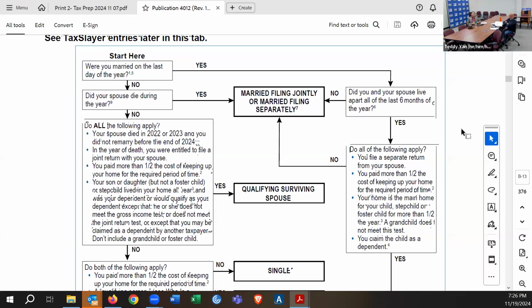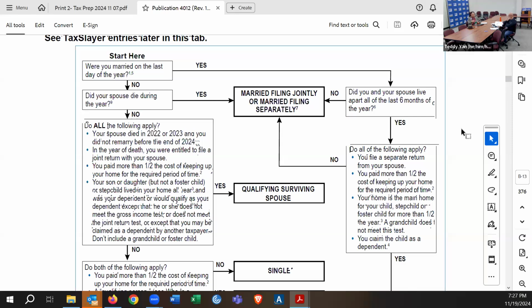Did Danny and his spouse live apart all of the last 6 months of 2023? Yes. He states he hasn't seen her in years. And 2010 was the last time that he says that they claimed a common law marriage together. Context clues say, okay, they haven't seen each other for a while. And I'm being very specific here about 2023. If I was being even more specific, then I would be using the 2023 4012. But in this case, these things do not change.